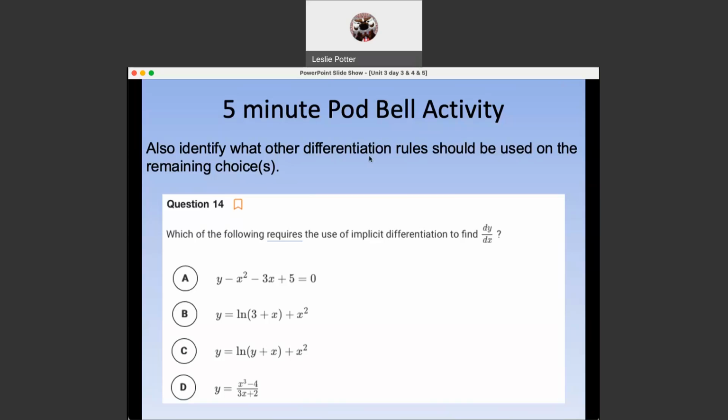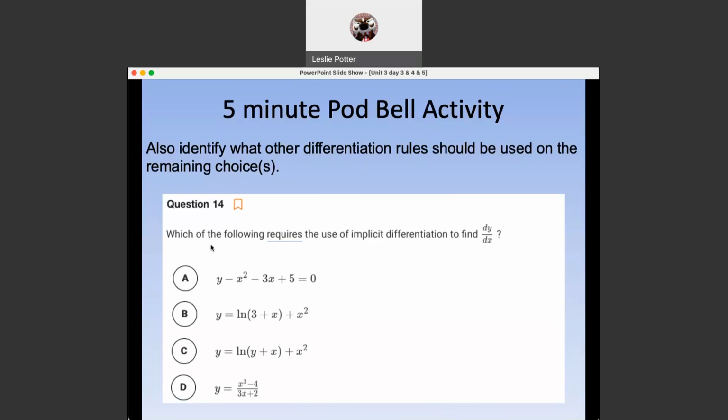These are the notes for Unit 3, Day 4. So take a second and pause the video and try this multiple choice question. If you are resuming the video, I'm assuming you've tried the question. We're going to go over the solution now.